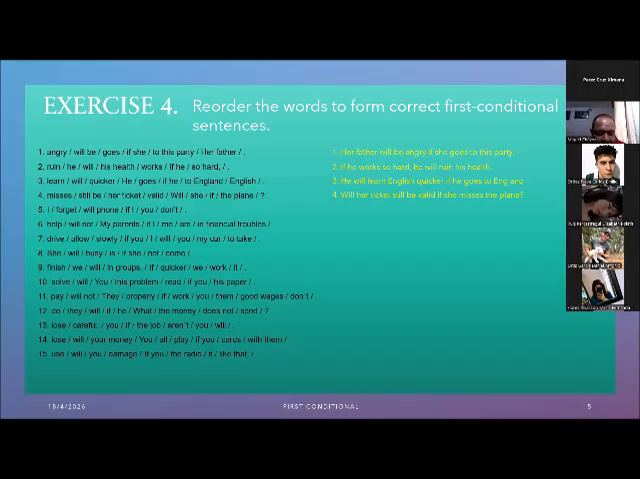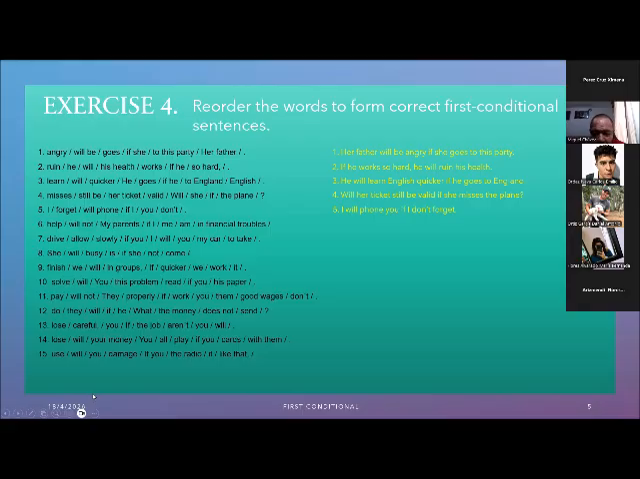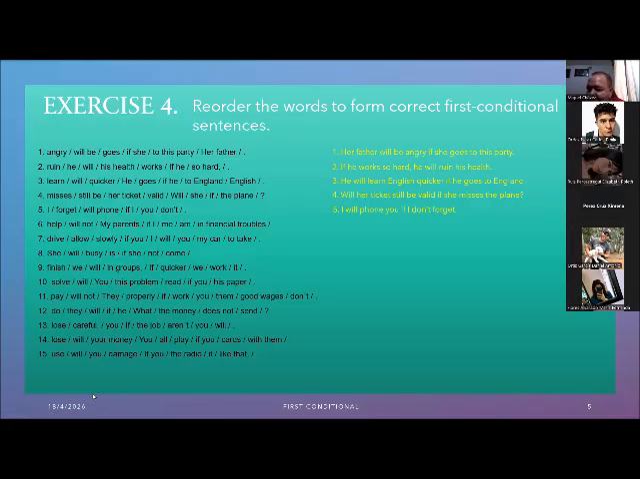Please, Jimena. I will phone you if I don't forget. Okay, I will phone you if I don't forget. Number 6, please.